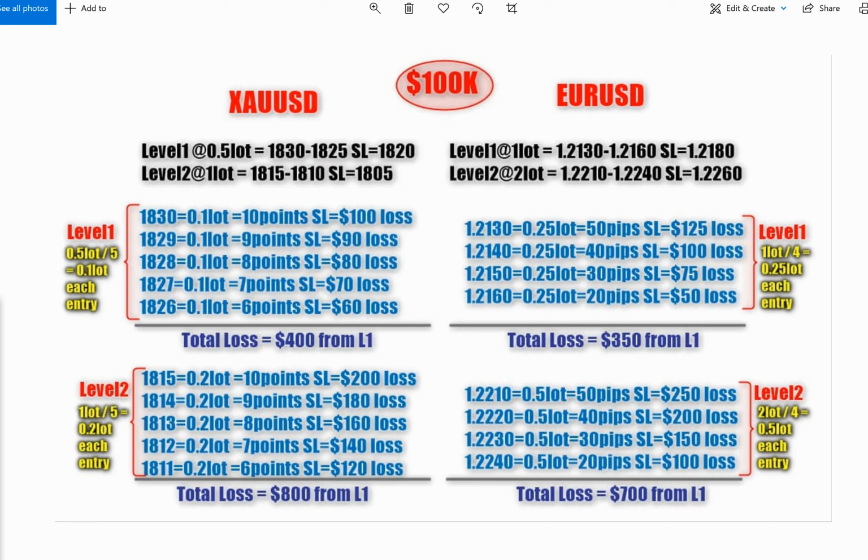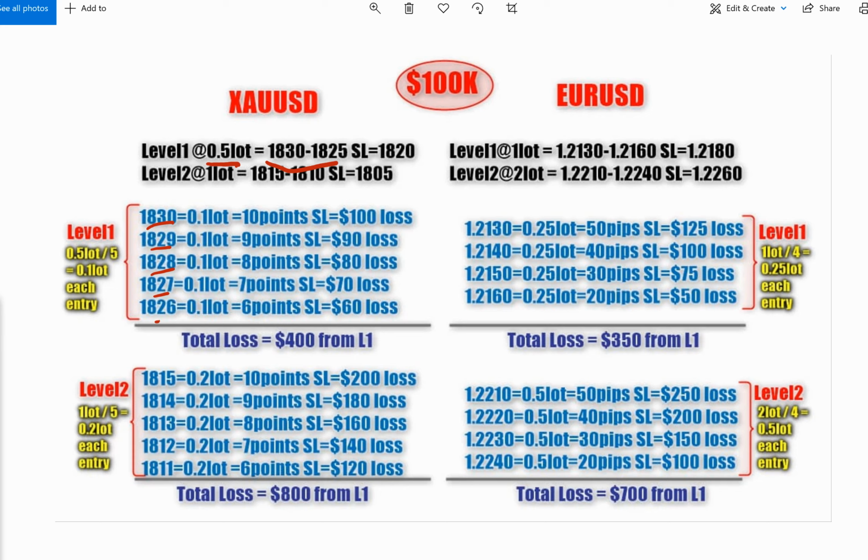Now you can see that level 1 is with a range of 1830 to 1825, and it is going to be traded with 5 lot size. So we'll place 5 trades, with entries at 1830, 29, 28, 27 and 26. So this range is going to be divided into 5 entries, and the lot size is also going to be divided by 5. So for each trade, 0.5 divided by 5 means 0.1 lot.